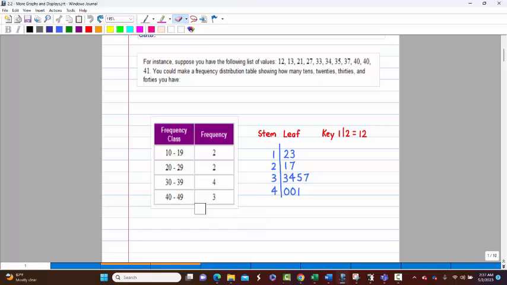So let's see what we got here. But you can see that the frequencies here, and they did it this way because of the whole idea to match the stems. That's the reason why they did it this way. And look at the number of leaves match the frequency. So you see there's 2 leaves, frequency 2, 2 more, another 2. There's 4 leaves here, frequency 4, and 3 leaves for that last one, frequency 3.